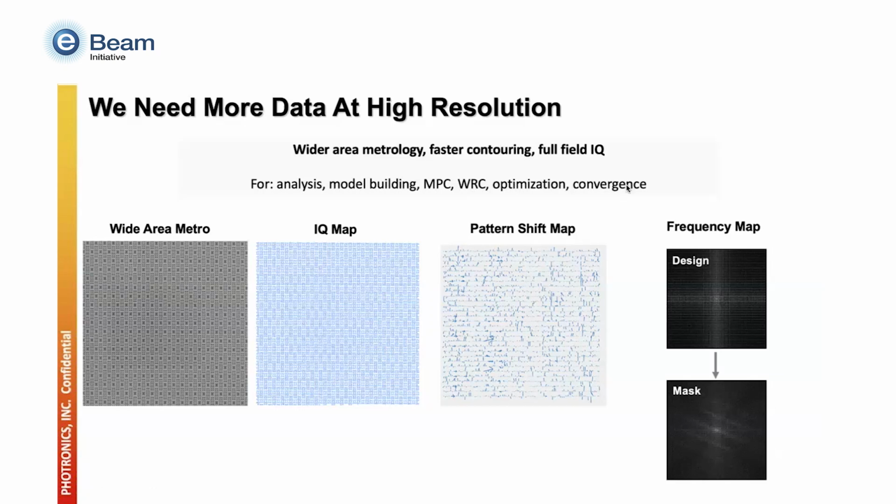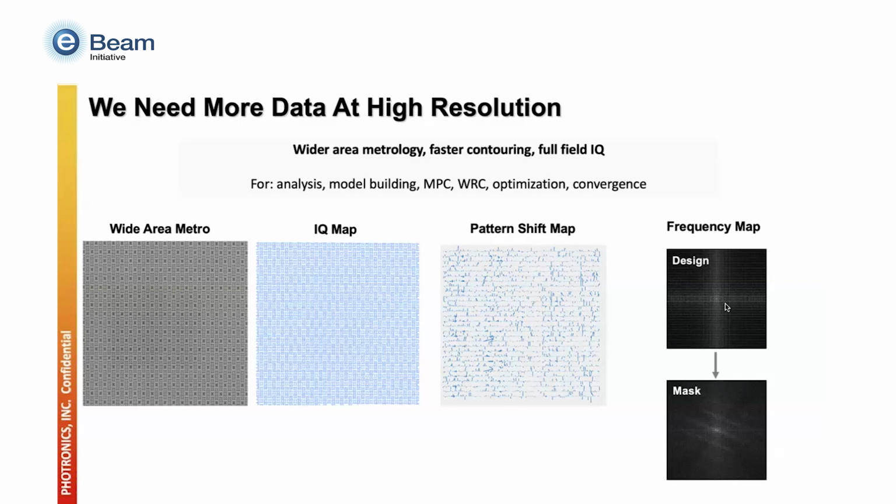And we had a little taste of wide area metro for a project we worked on with IBM some years ago. Here's a pattern, wide area. This was able to measure over multiple microns in one frame, multiple microns square. We had a high-speed image contouring algorithm, which allowed us to contour over those wide areas very quickly. So you see metro turns into an image quality map. Then from that, we're able to calculate, at fairly high resolution and high frequency, a pattern shift map of the mask patterns. And we're also able to calculate frequency maps.